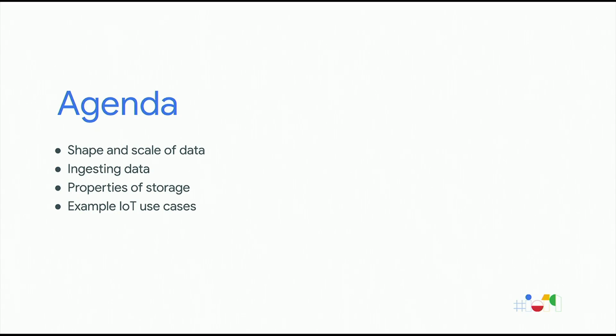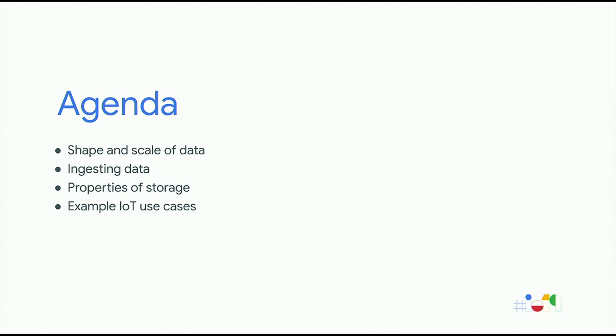We're going to start off by discussing a little bit about the shape, size, and scale of the data. Every industry has unique data problems, and we're going to focus on the kinds of problems that you might see when building IoT apps at scale. Then we'll see why the cloud is a great fit for data of this shape and scale. And we'll look at how to ingest your data into the cloud.